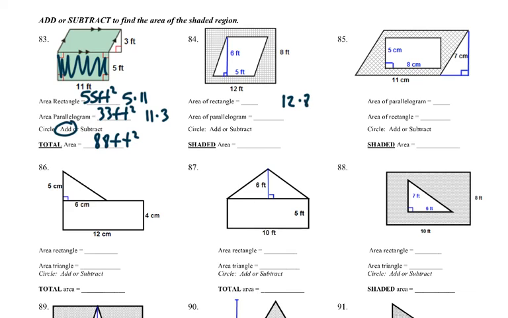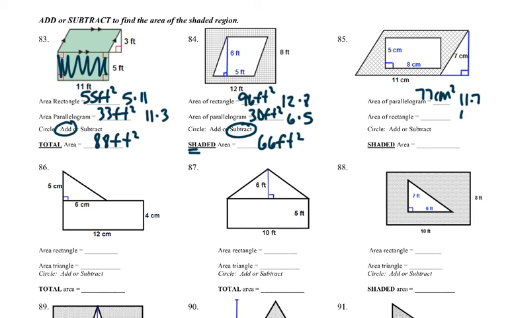Here, the area of the rectangle is 12 times 8, or 96 feet squared. The rhombus, the parallelogram inside, base times height, is 30. And now this is shaded, and we know that shaded we subtract. Parallelogram here, 11 times 7 is 77 centimeters squared. We got 5 times 8 is 40 centimeters squared. Shaded subtract 37 centimeters squared.